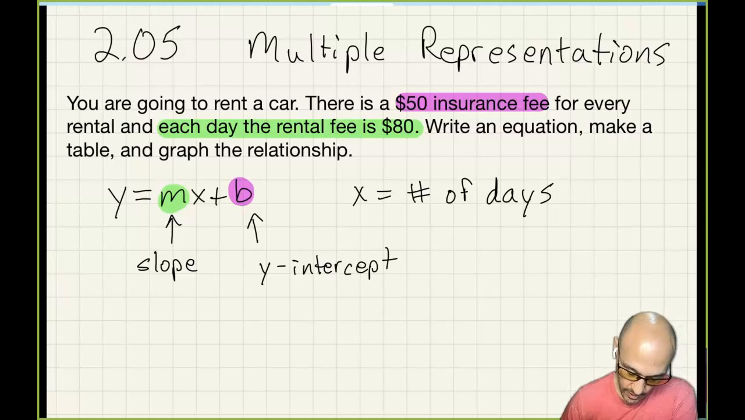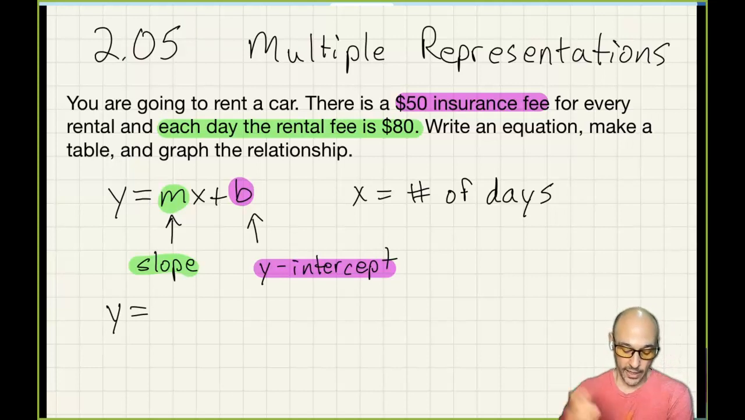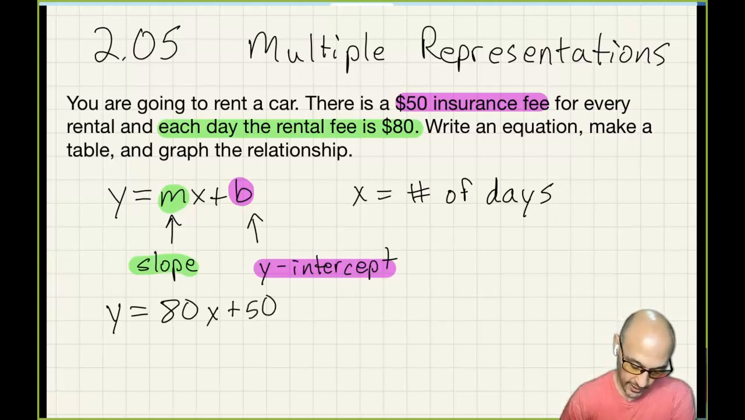Okay, so we'll think about this situation in those terms. So the equation will be y is equal to, each day it's $80 times the number of days plus $50 for that insurance fee. So 80, that's our slope, and a positive 50, that's our y-intercept.